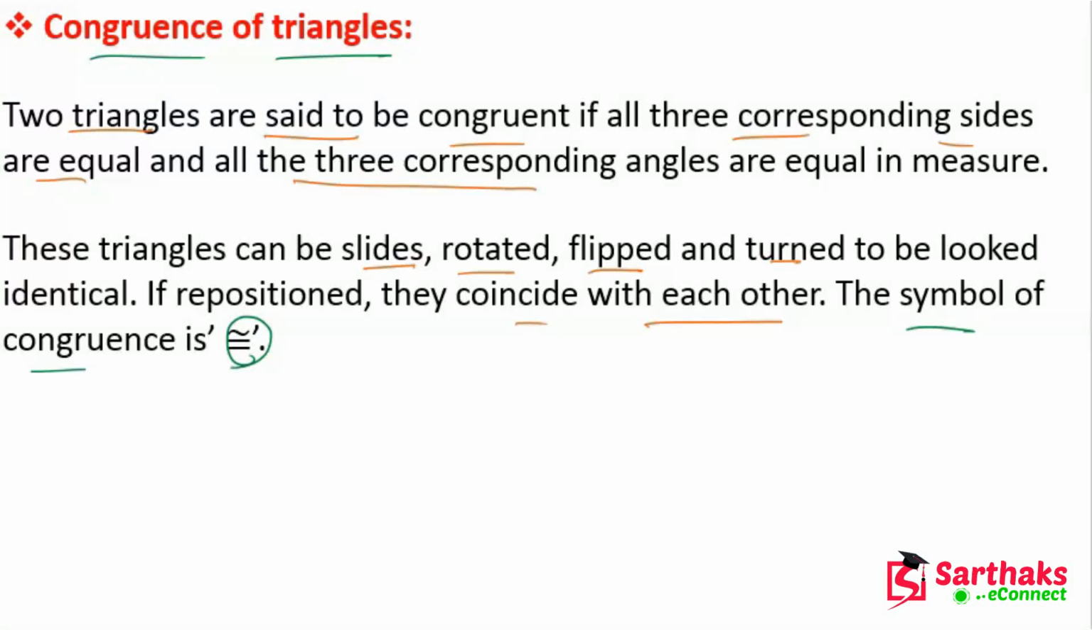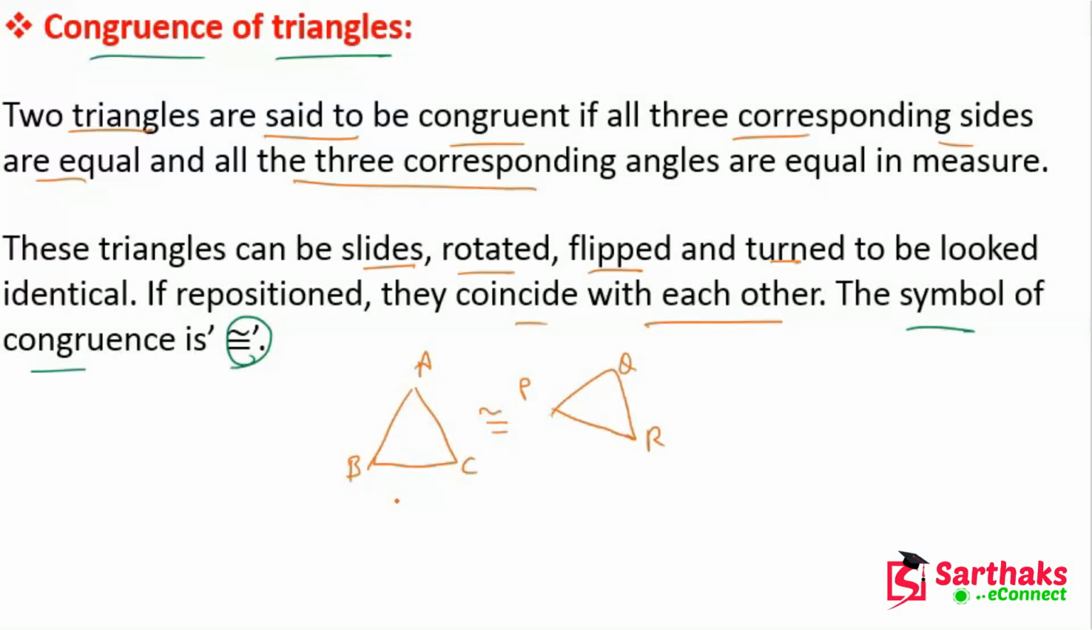So two objects or shapes are said to be congruent if they superimpose on each other, means they coincide with each other. Now let's suppose we have a triangle ABC and a triangle PQR. If this triangle is superimposed on this triangle, means it coincides with this triangle, then we can say that these two triangles are congruent to each other, so their shape and dimensions are the same.